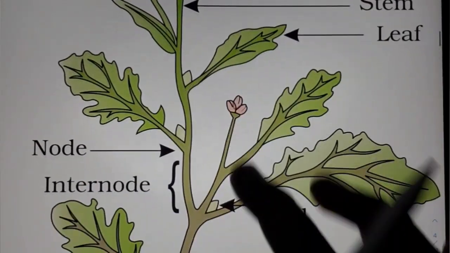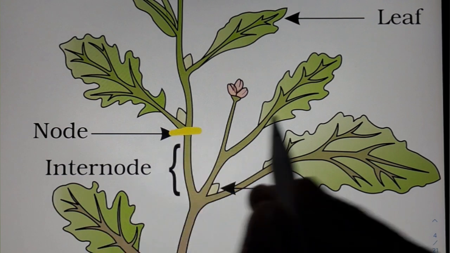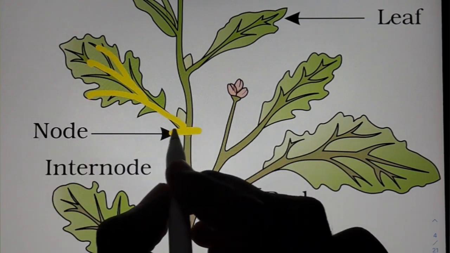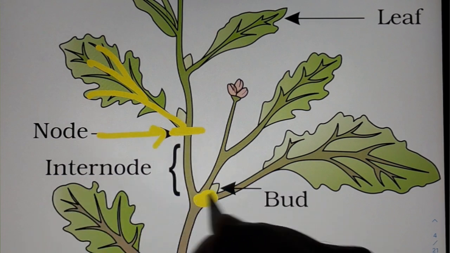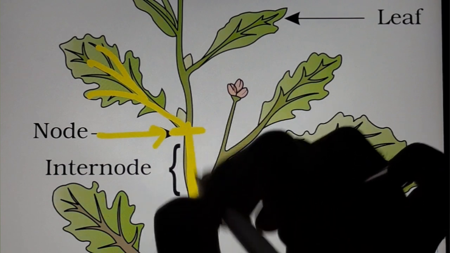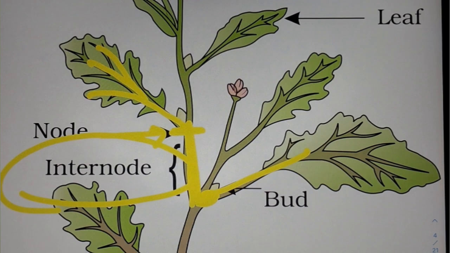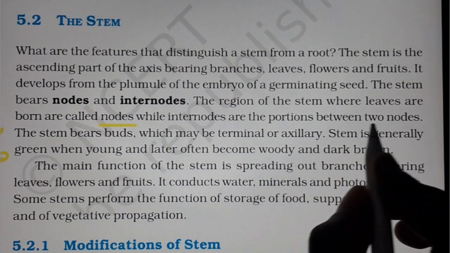Here you can see this. The leaf has been erased, but it is the starting point of the leaf. So this is called a node, and this is another node, because another leaf has originated here. The space between the two nodes is named the internode.